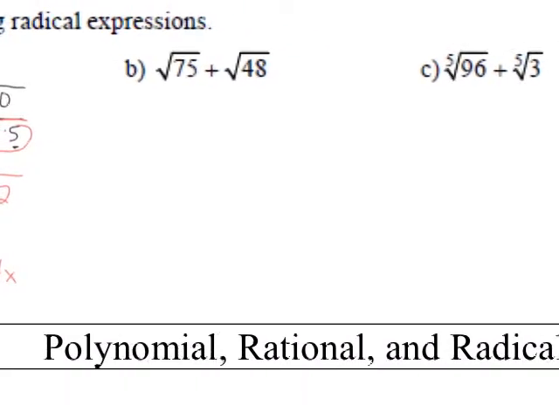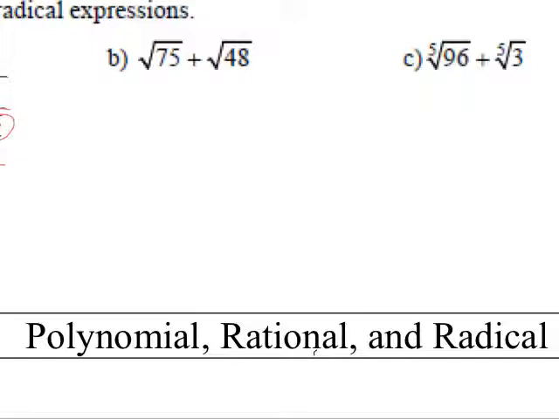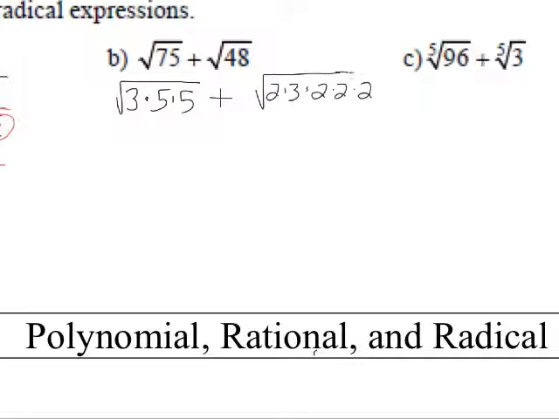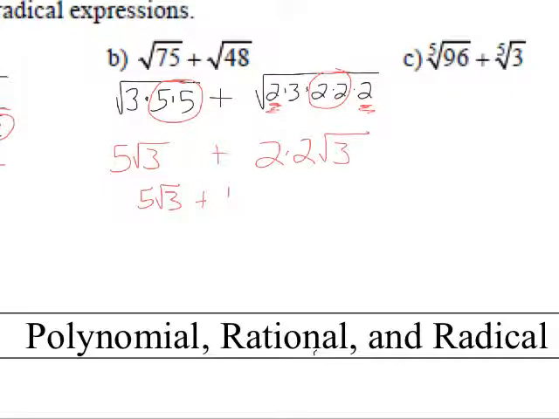Moving on to example 2b. Let's try the same approach. We know that 75 can be rewritten as 3 times 25 or 3 times 5 times 5. And 48 can be rewritten as 6 times 8. 6 times 8 is 48, or 6 is 2 times 3, and 8 is 2 times 2 times 2. There we have the prime factorization of that number, and then we start pulling out pairs. A pair of 5s comes to the outside. 75 is 5 root 3. For 48, we have a pair of 2s, and we've got another pair of 2s, and the 3 stands by itself, so we'll leave that inside. So what we wind up having is 5 root 3 plus 4 root 3, and 5 plus 4 is 9 root 3.